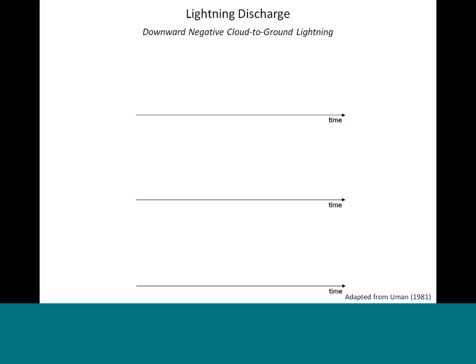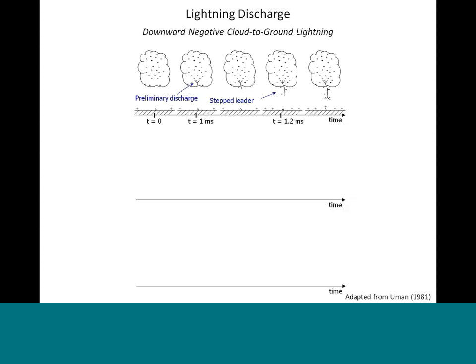Let's have a look at the process of downward negative lightning. What is happening inside? We have charged thunderclouds, positive at the upper part and negative at the lower part. There we will have some preliminary breakdown inside the thundercloud, and the charges are initiated to travel downward as step leaders. It's called a step leader because it moves downward in a step fashion. It is not continuous, and it travels downward toward the ground.